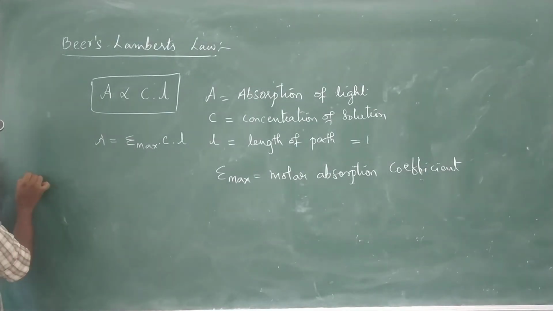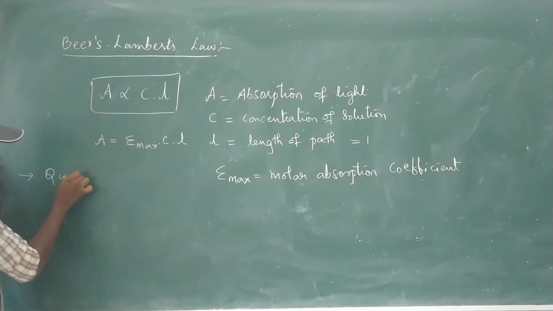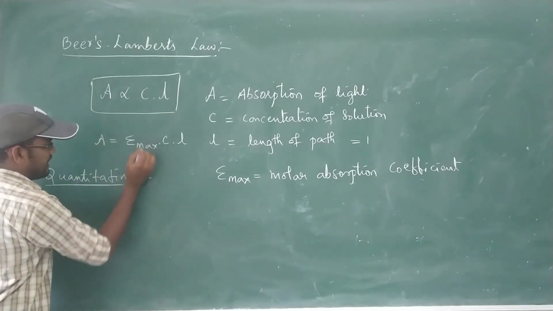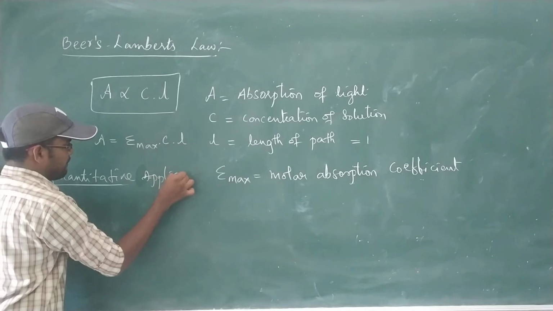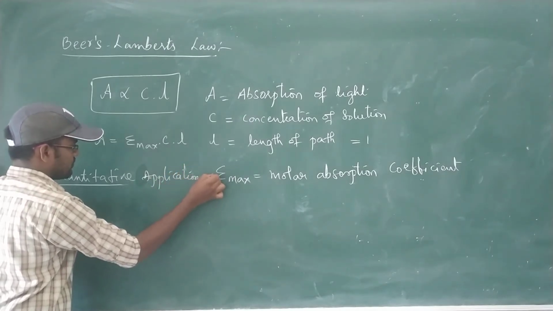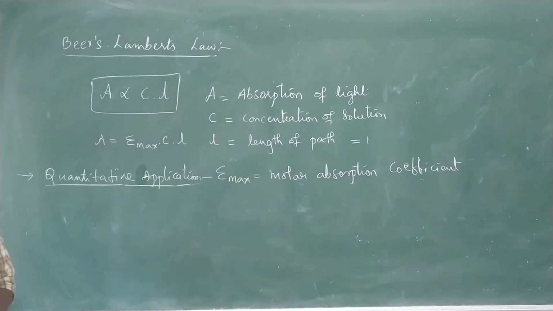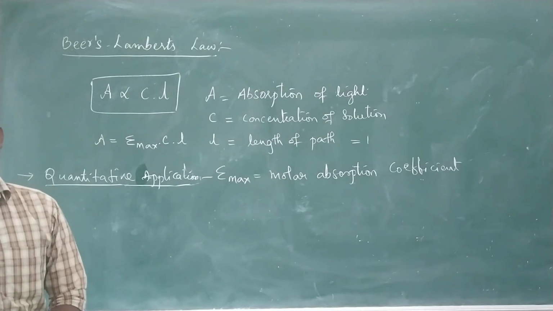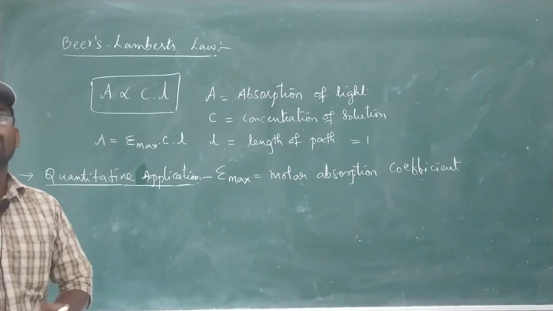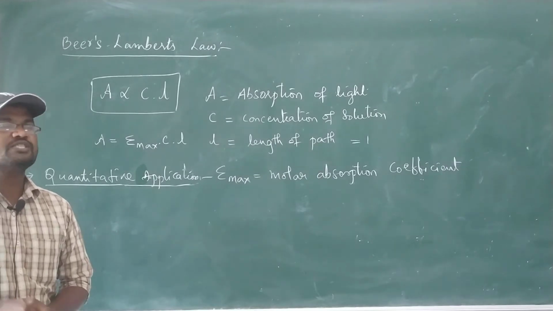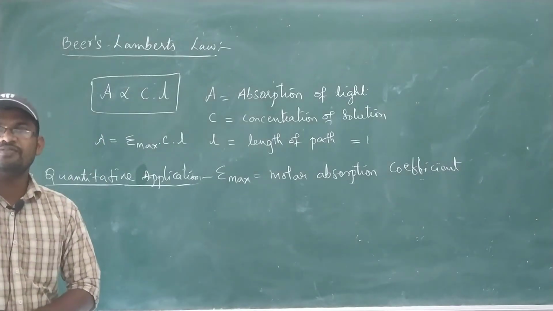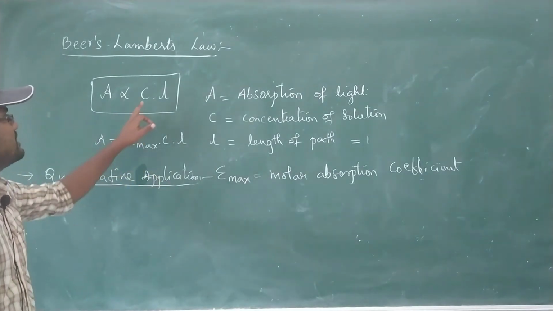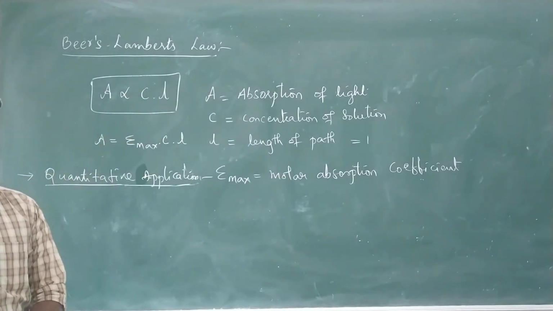Now let's see quantitative applications of Beer-Lambert's law. Beer-Lambert's law is useful to calculate the concentration of an unknown solution in quantitative analysis. In general, in a spectrophotometer or colorimeter, the main principle is the UV visible spectrum and Beer-Lambert's law. That is, absorption is directly proportional to concentration and path length of the tube.